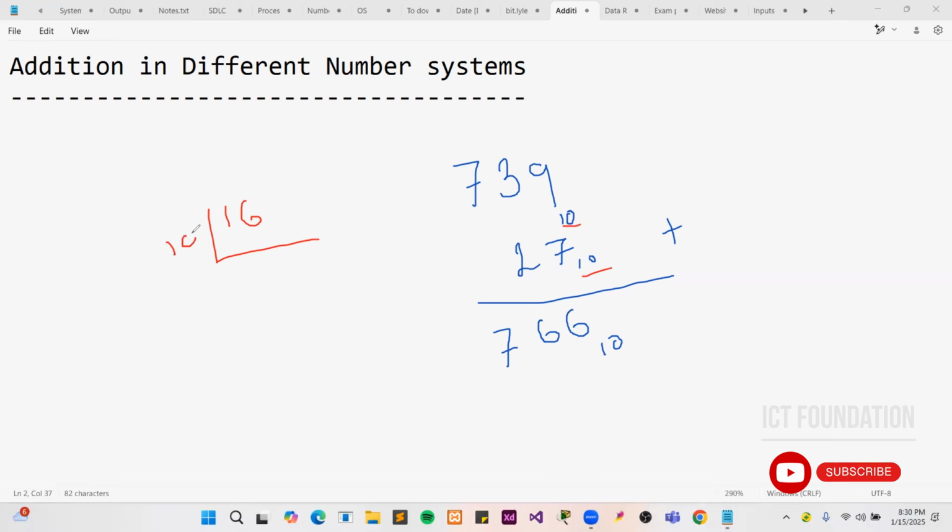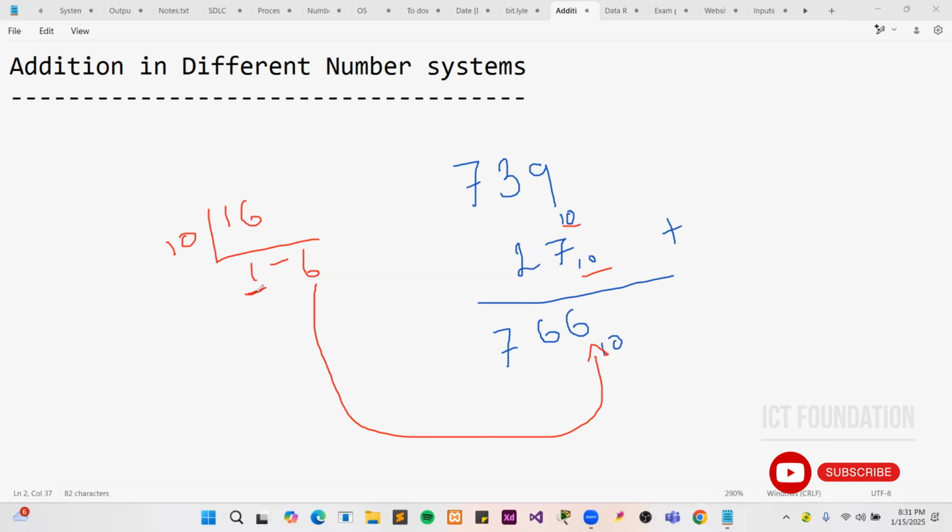Initially, we have to divide by 10. So one time we can divide this number, then the remainder will be 6. So 6 will be written here. This is the quotient part, right? We can divide 16 by 10 one time. So the 1 will be added in the next calculation part. So 3 plus 2, that's equal to 5.